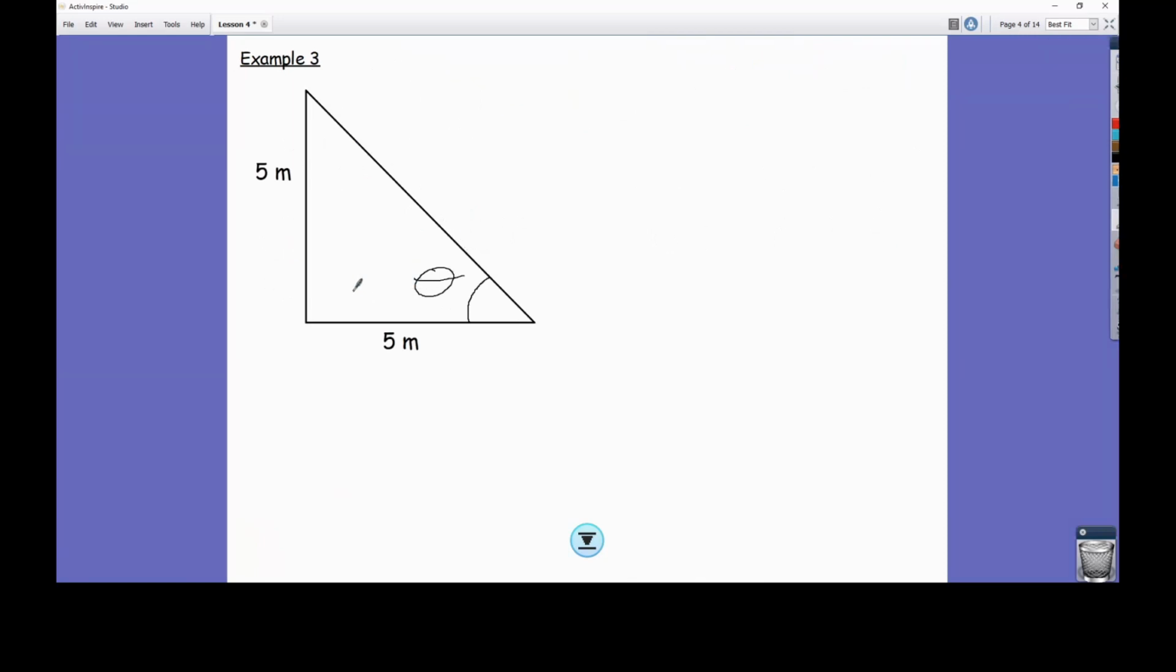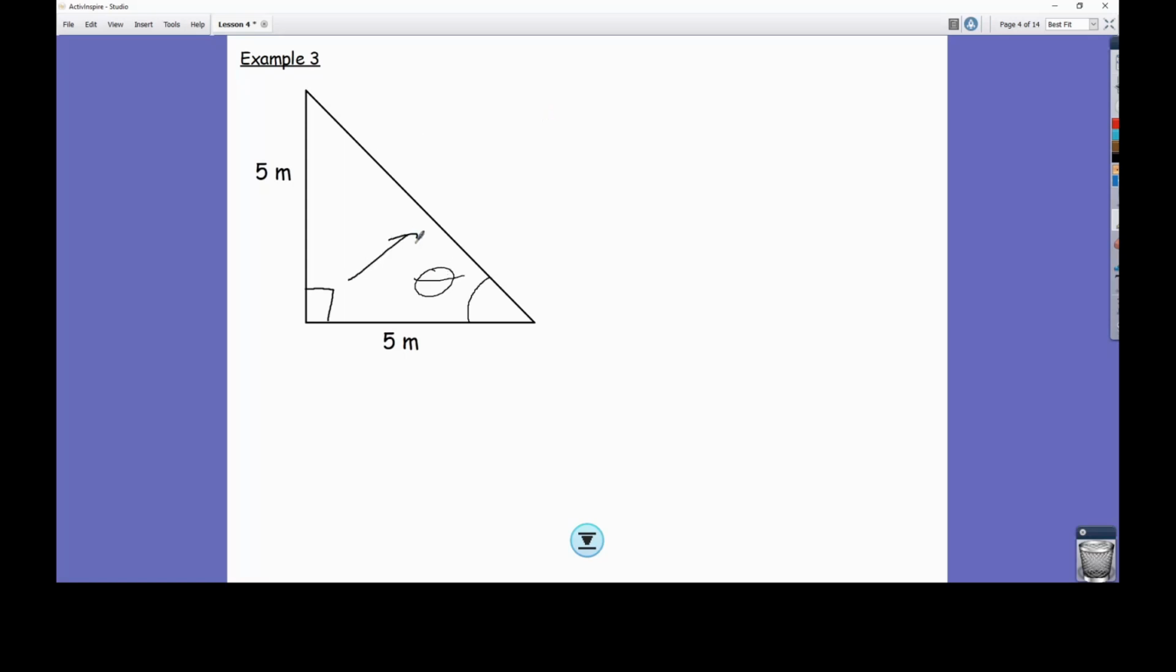This time we have a triangle whose base is equal to its height. So before we start this question, have a think to yourself: what should theta be? What should that angle be logically? Think about it. Once you've had a think about what it should be, let's calculate it.